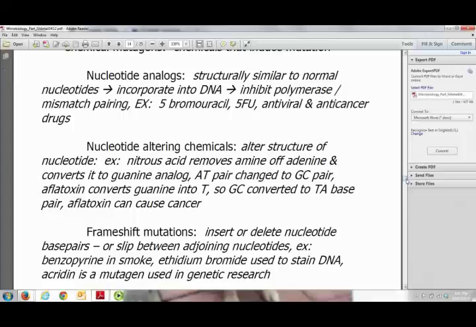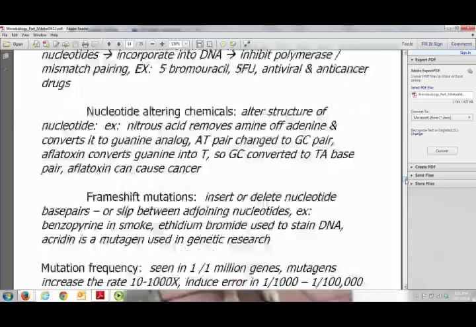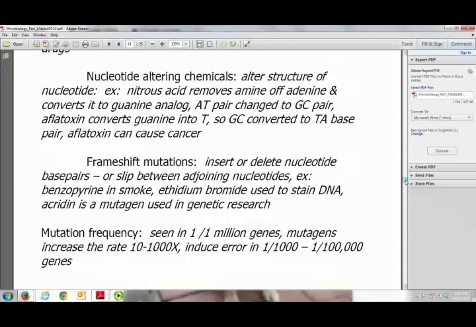Other nucleotide altering chemicals can alter the structure of the nucleotide. So nitrous acid can remove the amine off of adenine and convert it to a guanine analog. So you would have an AT pair change to a GC pair. Aflatoxin is in a mold that will occur on grains. This converts guanine into thymine, so a GC pairing is converted to a TA base pair. Aflatoxin is also known to cause cancer.